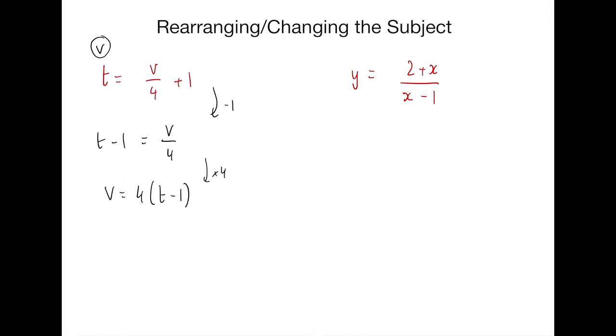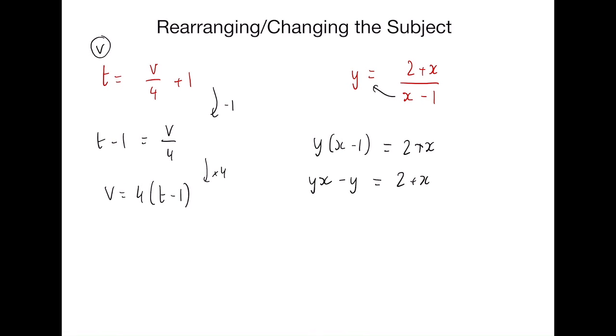Now this is very much a higher question, the second one. What we want to do for this is we want to first of all get rid of the fraction, so we multiply this up here. So we have y bracket x minus 1 equals 2 plus x. We then expand the bracket, yx minus y equals 2 plus 1.